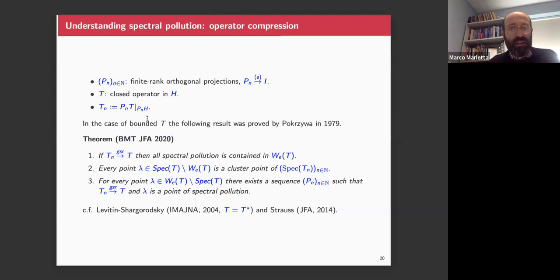But before we do that, I'd like to tell you about how spectral pollution for compression methods can be understood using essential numerical ranges. So let's suppose we've got some closed operator T on a domain in a Hilbert space, and we take some sequence Pn of finite rank orthogonal projections that converge strongly to the identity.